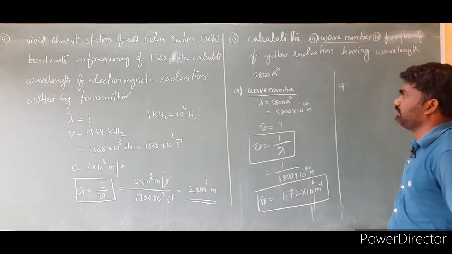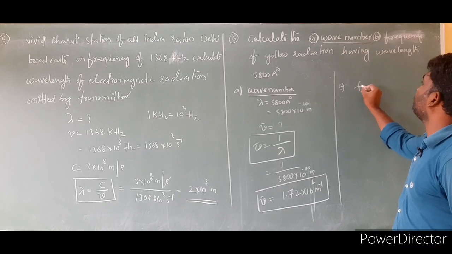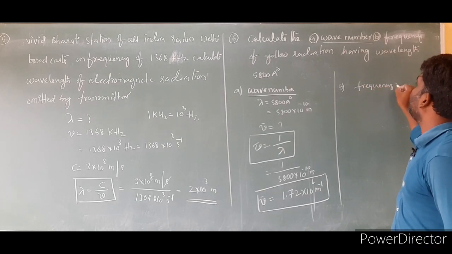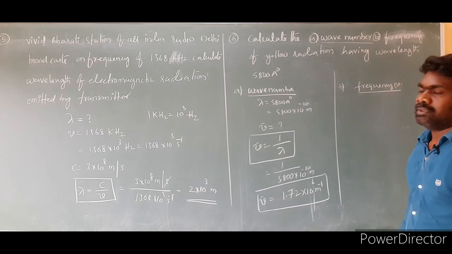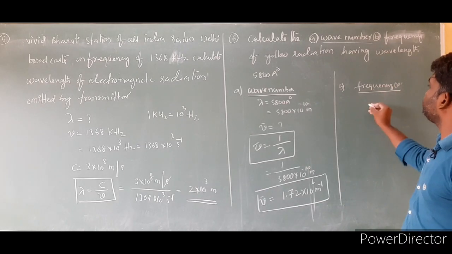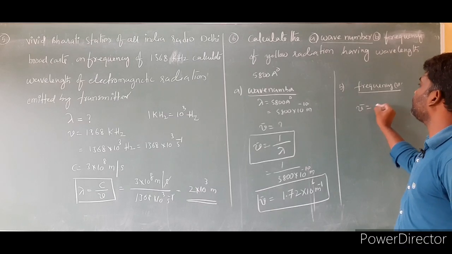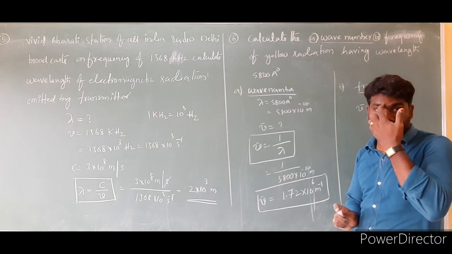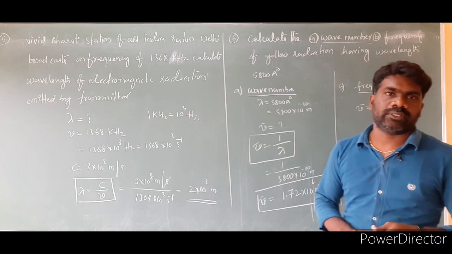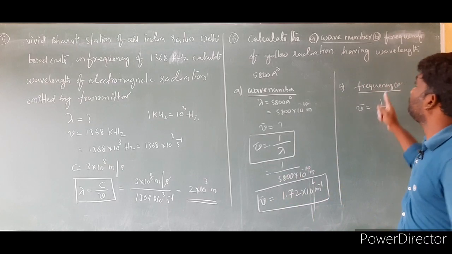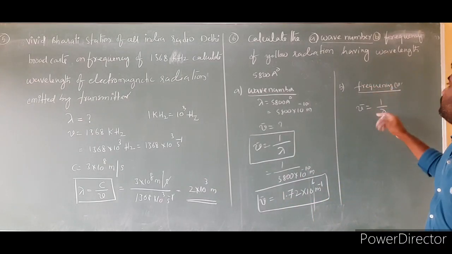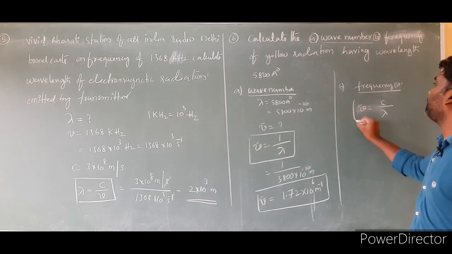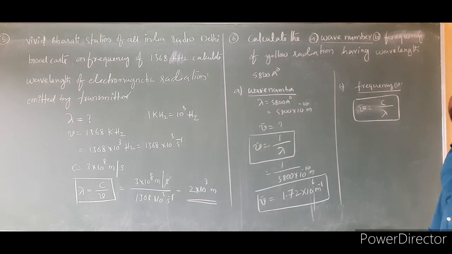Solution for the second question. So B, frequency. Frequency nu. Then we have to again take the formula. Nu bar is equal to 1 by lambda. Directly there is a relation for the nu bar and frequency. So first we have to convert that. So we have a direct formula. Nu is equal to C by lambda. Nu we have to calculate.